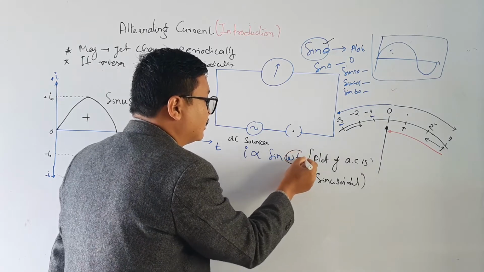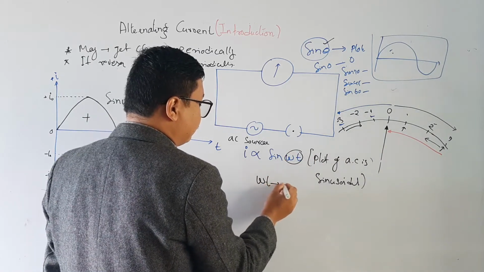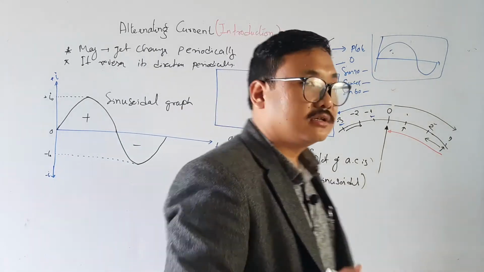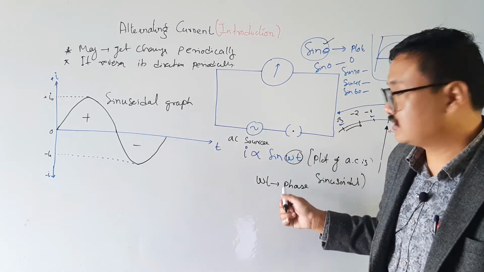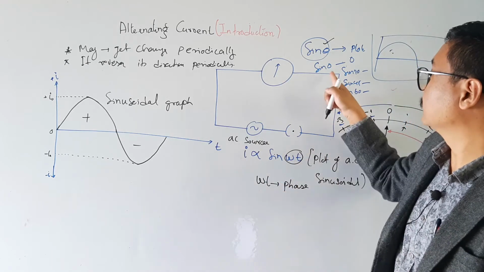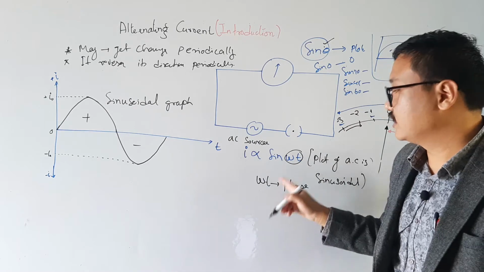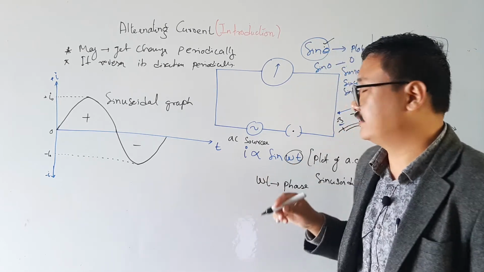So this is called the phase. I will write where omega t is the phase. I will give you the lesson on phase also, just don't worry. Omega t is called the phase, and phase means some angle, because in sine theta, theta is an angle, and phase is also an angle. I will explain this angle later on.